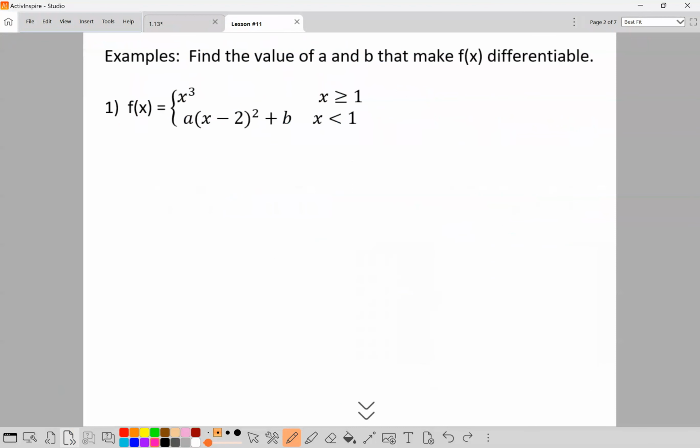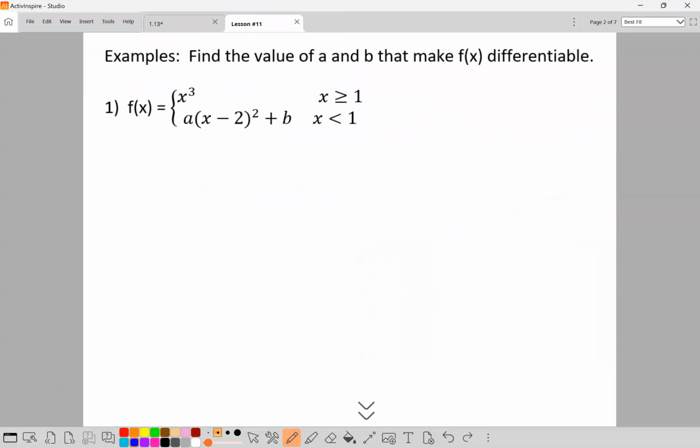Alrighty, so let's jump right into the first example. And with our first example, what we want to do here is find the values of a and b that make f of x differentiable. So remember that we just went over, in order for a function to be differentiable, it should be continuous. So we're going to just jump right in and do our continuity test.